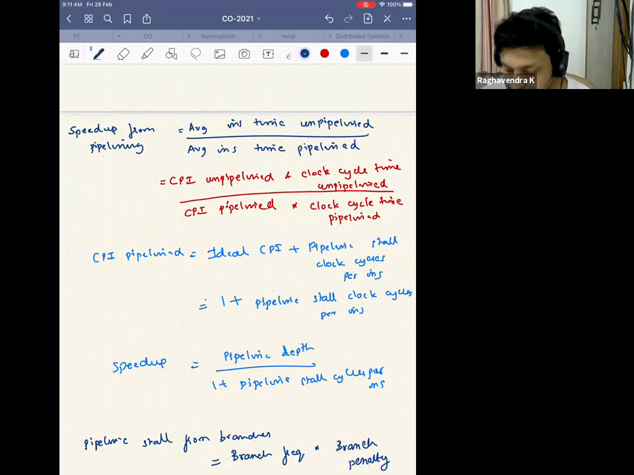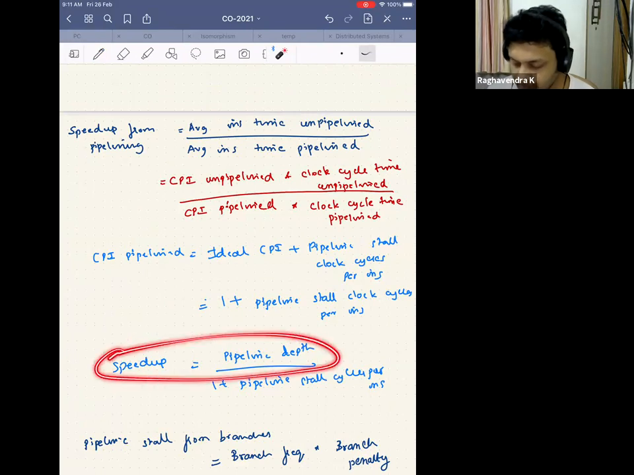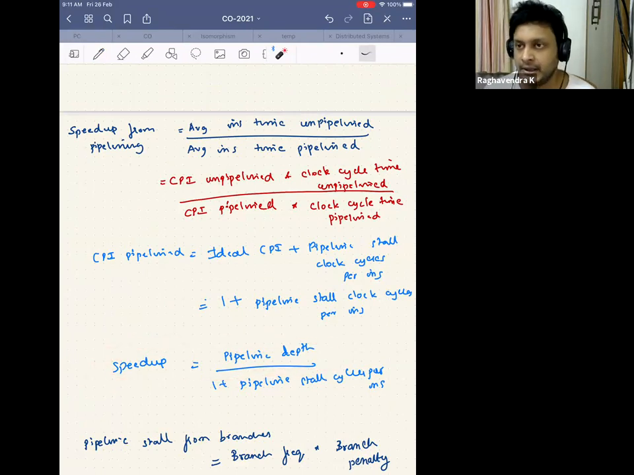We are talking about the speed up from pipelining. We already saw this: the speed up from pipelining is equal to the pipeline depth. Pipeline depth is nothing but the number of stages in the pipeline. So if there are five stages in the pipeline, then the speed up is five. If there are six stages, assuming that every stage is balanced and there are no stalls, then the speed up is six.